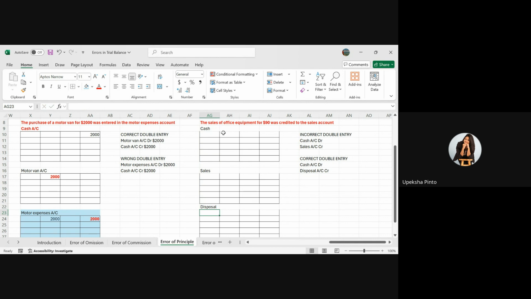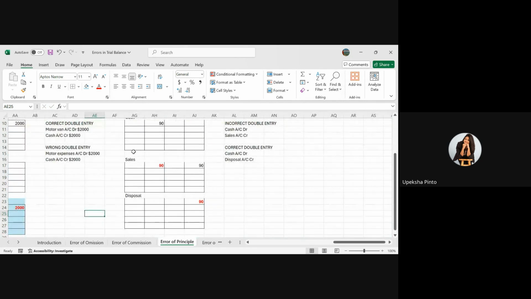Cash account, we are getting money anyway, so we have debited 90, nothing wrong with that. Now we have to understand what's the mistake. Sales account, they have credited by 90, which is wrong. So I must remove it from the wrong account. Removing means I should debit 90. Then I must put it to the correct account, which is disposal account, credit by 90. Remove from the wrong account, that means I remove from sales, put it to disposal. That is how I correct this error.